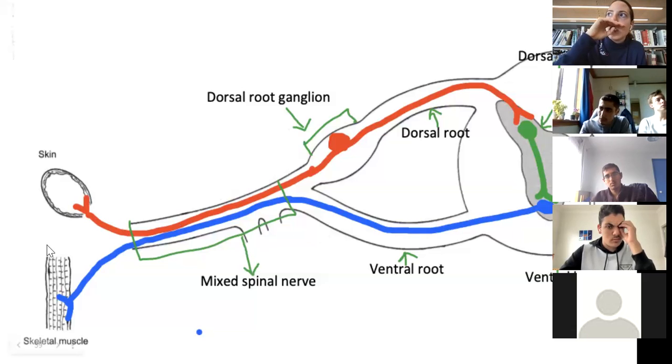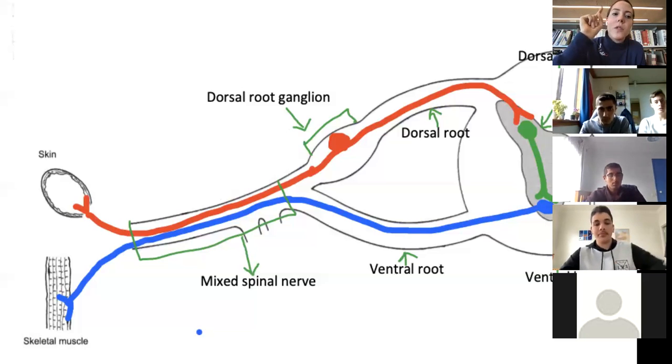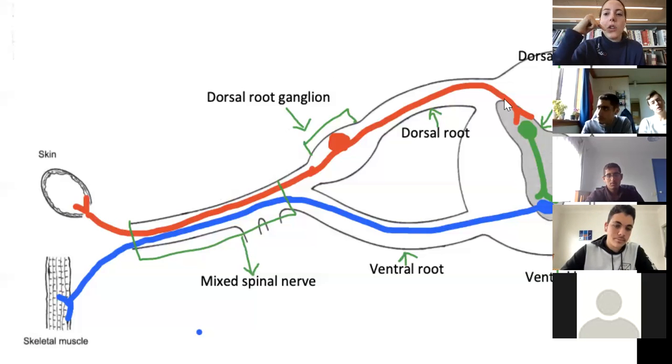This is called a polysynaptic reflex because there's more than one point of synapse. But it's possible for the sensory neuron to synapse directly onto your skeletal muscle neuron. That's called a monosynaptic reflex, so it doesn't have an interneuron between.